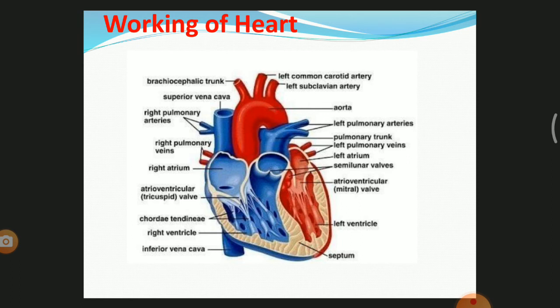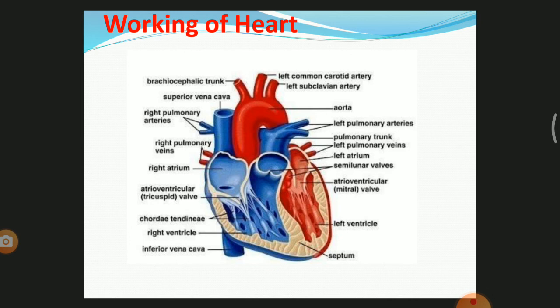That aorta also has walls that prevent the backflow of blood. So in this way, the aorta then bifurcates into a number of arteries, arterioles, and blood capillaries. Through that, the blood from the heart is supplied to each and every part of our body.